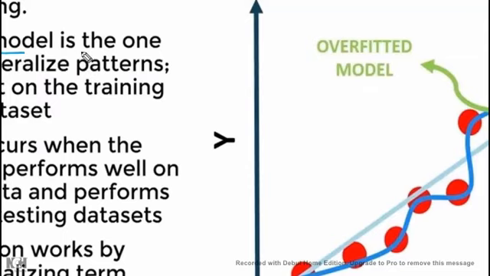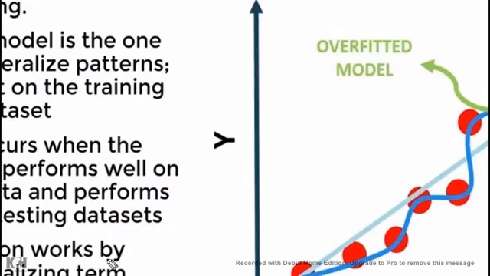Our ultimate model is the one that could generalize the patterns, meaning it works on both the training and the test data. It should not work only on the training data, nor only on the test data. It should work properly on both of them. Overfitting occurs when the trained model performs very well on training data and performs poorly on the testing data. Train accuracy is very high, test accuracy is low.